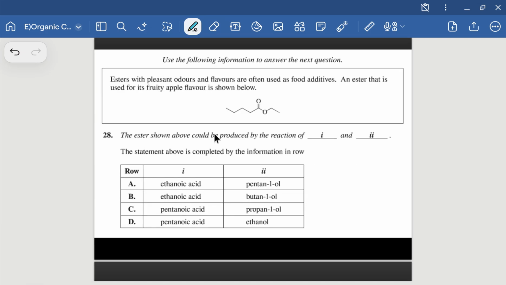And this one, to produce this reaction, whatever's attached to the single bonded oxygen is coming from the alcohol. This alcohol has 2 carbons, that's ethanol. Whatever carbon is attached to the double bond of oxygen is coming from the carboxylic acid. That is 1, 2, 3, 4, 5 carbons. So you would use pentanoic acid and ethanol to make that compound.